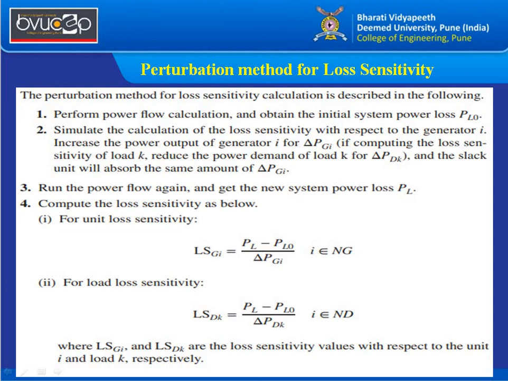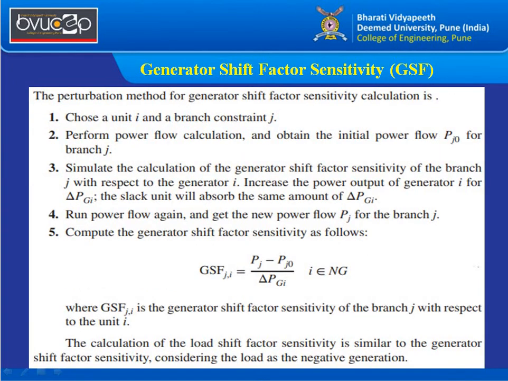Note down, when we are calculating the difference, we are calculating the deviation between the actual losses in the two conditions. That is why it is called the perturbation method. Let us see the next, that is generator shift factor sensitivity. We call it GSF.